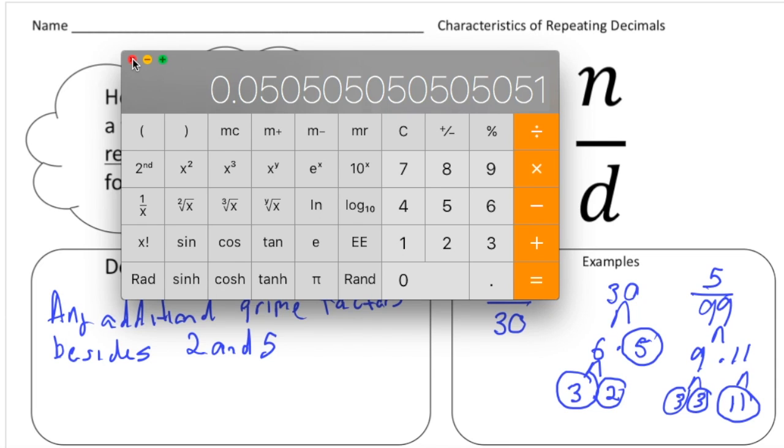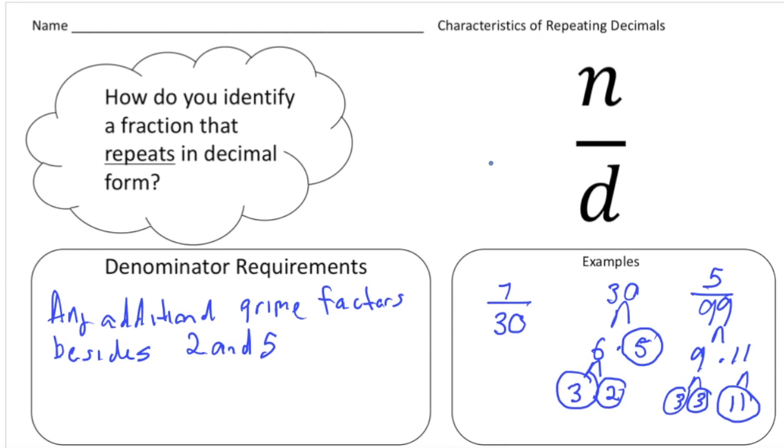All right, so now that you understand a little more about what makes a decimal repeat and terminate, why don't you pause the video and try the your turn problem now, and then when you're done, hit play and you can see how you did. All right, good luck.